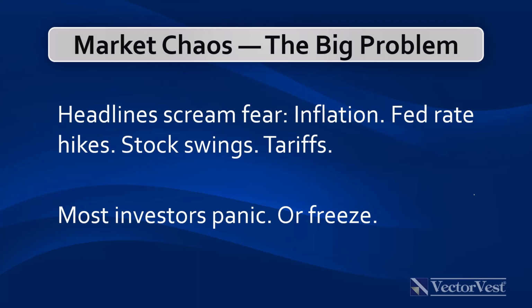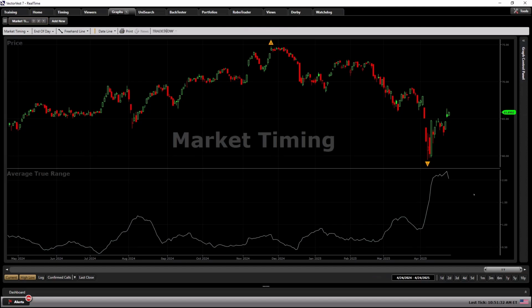They make bad moves. Well, first off, let's define what chaos, these big stock swings, or high volatility times look like. So here's what I do. Keep it very simple. This is market timing, the market timing graph here in VectorVest. And one of the things I like to do to gauge how volatile the market is, I look at a simple indicator, the average true range. If the average true range is high, that means volatility is high and the market is moving a lot. So what is average true range? Average true range in this case is the last 14 days' average market move.